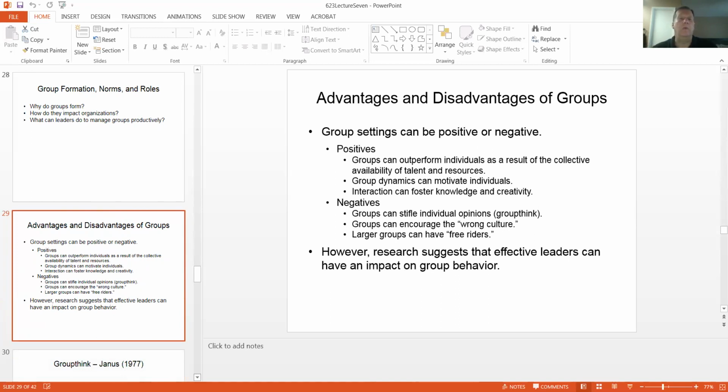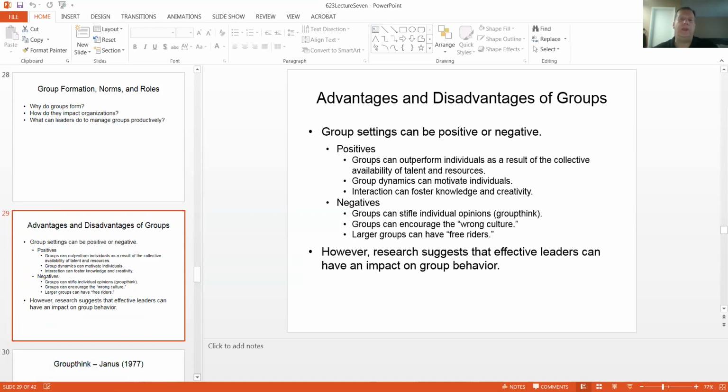Group dynamics can be motivational, in that group members can put pressure upon other members of the group if they're not pulling their weight. The interaction you get in those groups can foster knowledge and creativity. Mary Parker Follett: interpenetration of ideas and integration can come out of these types of group settings. We also know that groups can tend toward groupthink, and we'll talk about that in a second, but that is a major dysfunction of a lot of organizations.